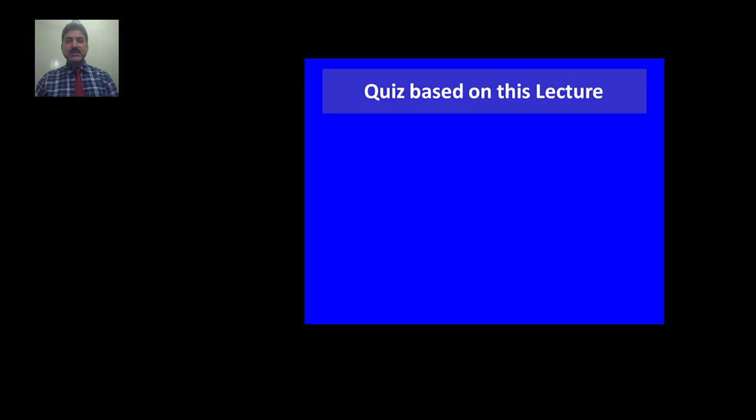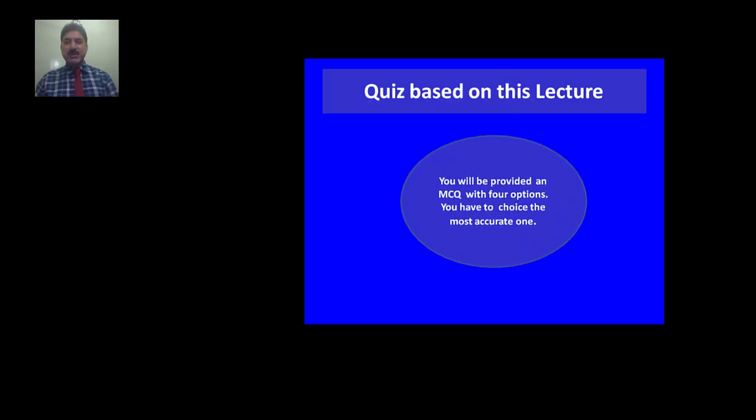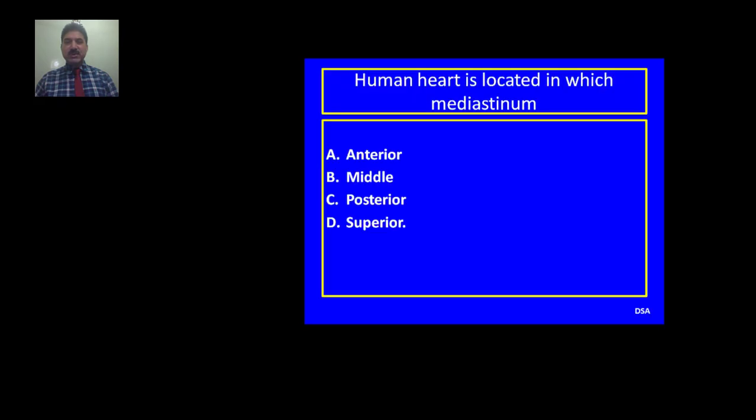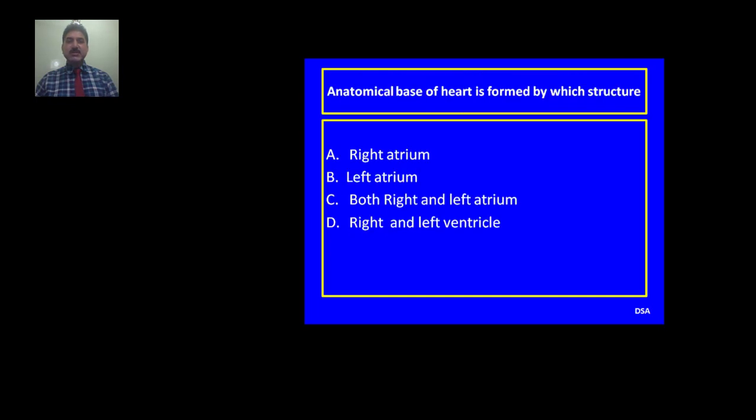Let us go for a quiz based on this lecture. You will be provided an MCQ with 4 options. You have to choose the most accurate one. Our first question is human heart is located in which mediastinum? Anterior, middle, posterior, superior. Middle is the correct option.